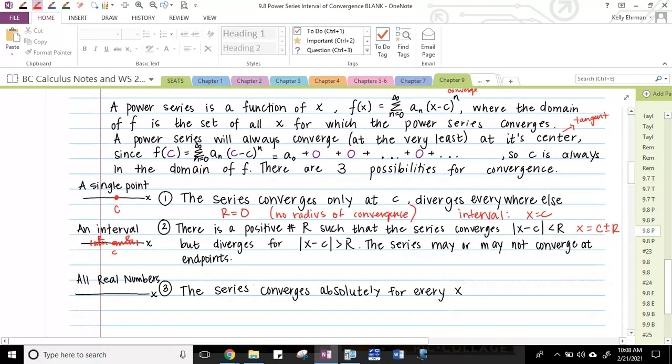All right, so what would that look like? Well, r would be some value, so I'm just going to say r is equal to some number, like maybe 1 unit or something. Or maybe it's 3, something like that. And so we're just saying our interval of convergence would be c minus r is somewhere, x is somewhere between that and c plus r. That's all we're saying.